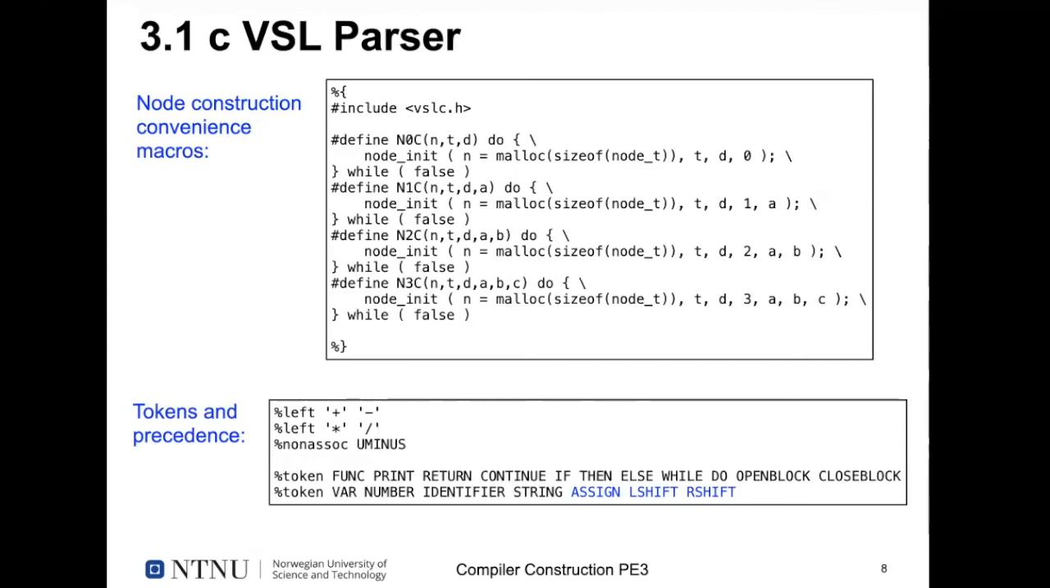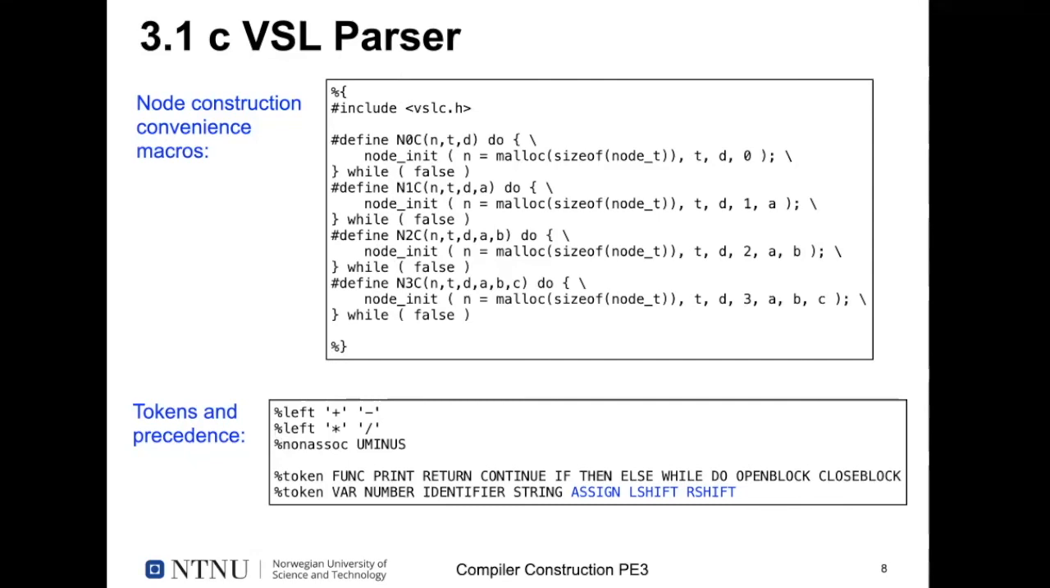So for the grammar itself, first you have to do the usual things. So note, these macros here are part of the first part of your Yacc grammar, so included in these strange percent curly bracket identifiers here. So you include our header file for our VSL compiler. This was already given.